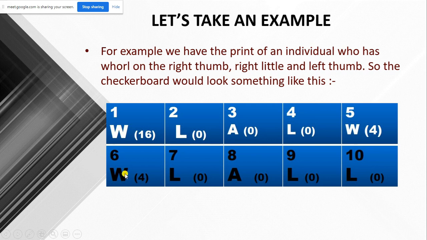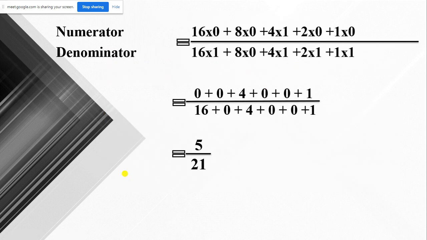So what will be the Henry's classification primary number? We will have 16 into 0 plus 8 into 0 plus 4 into 1 plus 2 into 0 plus 1 into 0. And in the denominator, we will be placing the odd values, which are the right thumb and right little.